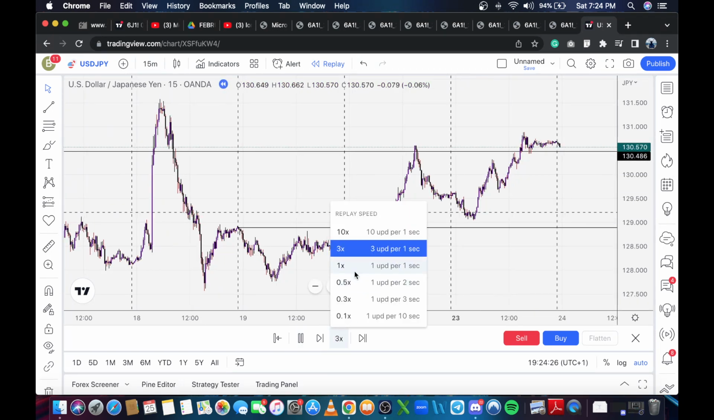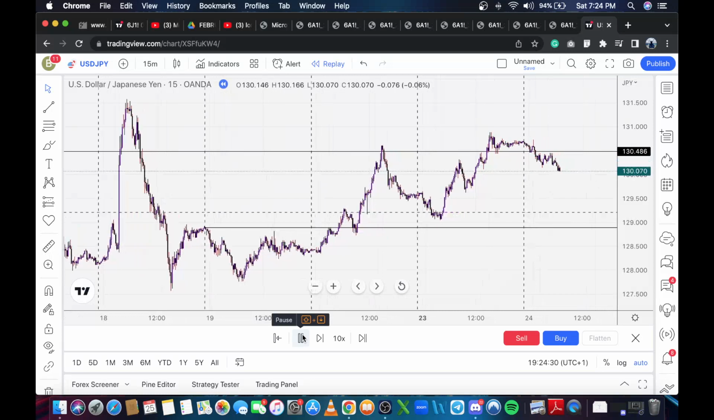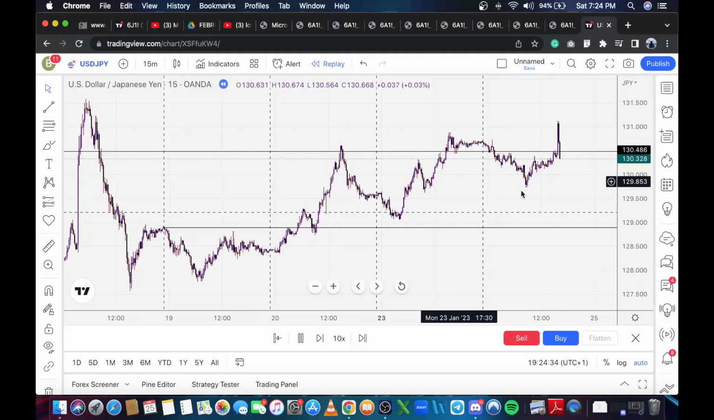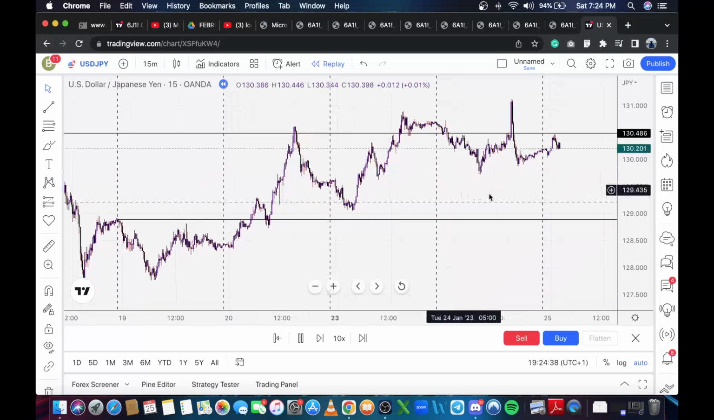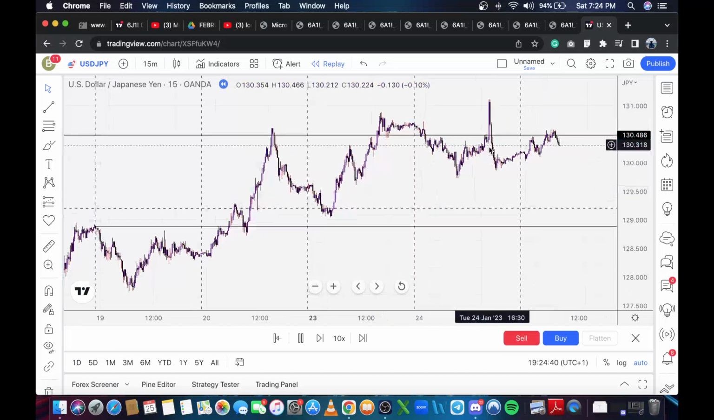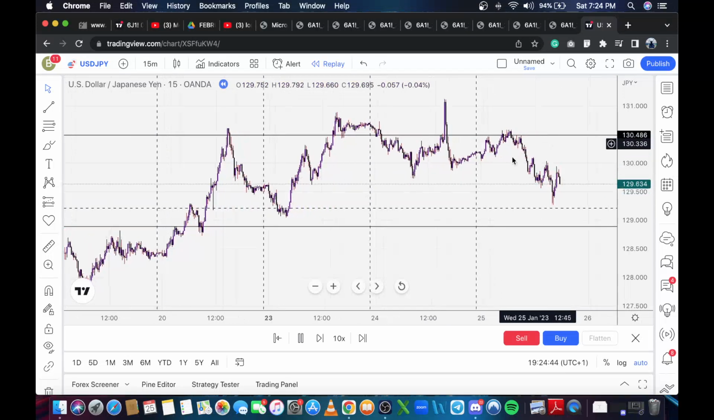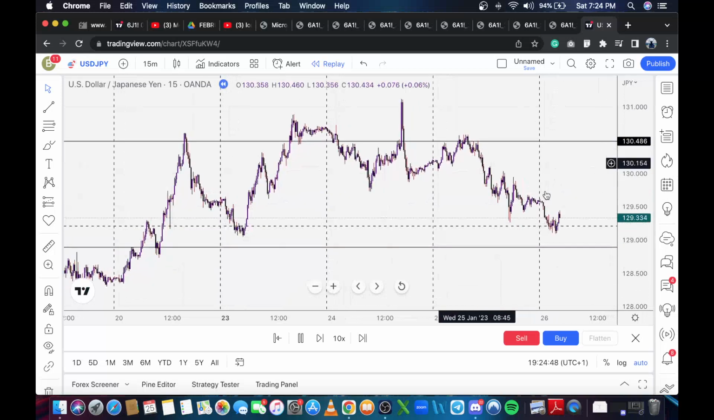If I use the replay tool at 10 times speed, you're going to see the gyrations around that equilibrium of the trading range. All the market is doing is taking the average of that high to low, and orders are being built around that level. Now it does not have to be precise. All we need to see is the orders being built around that mean threshold.